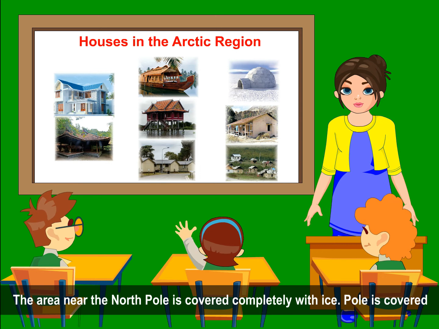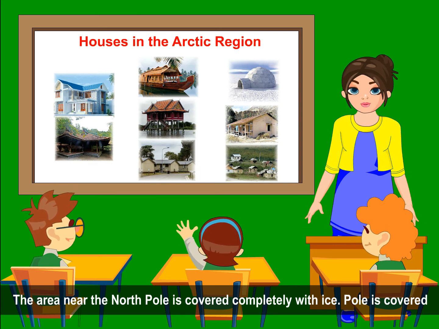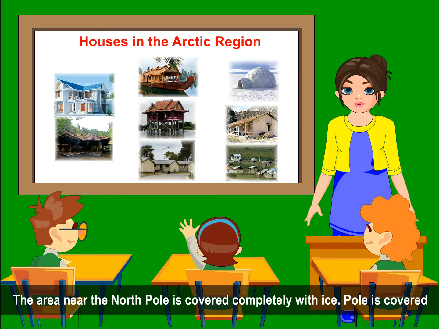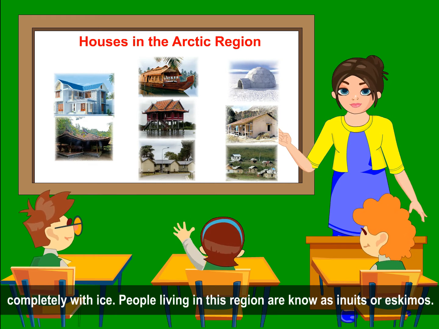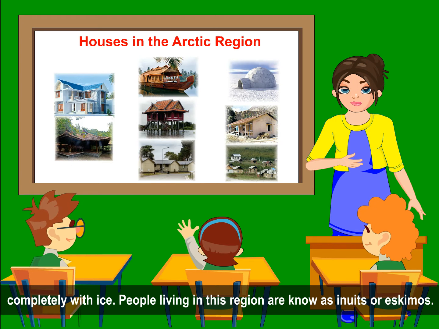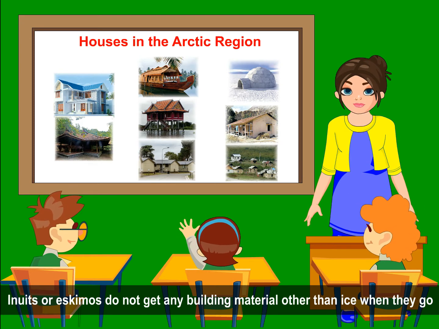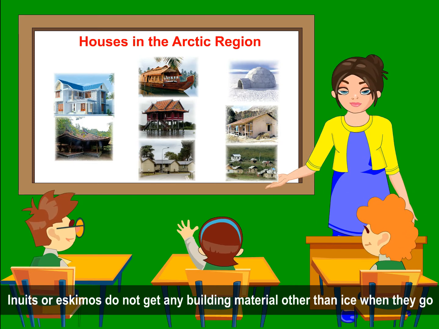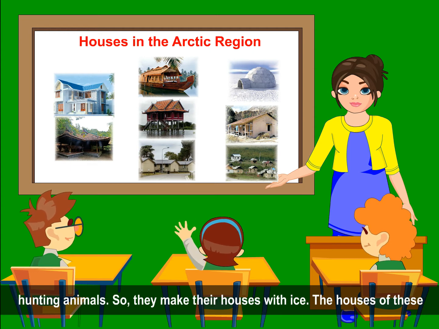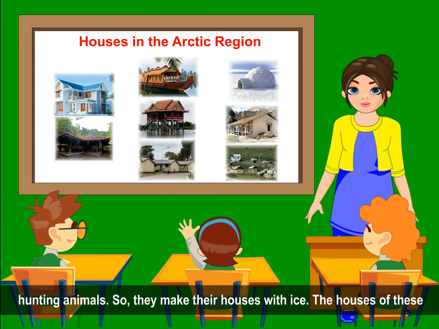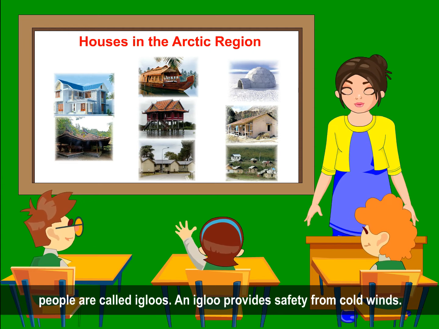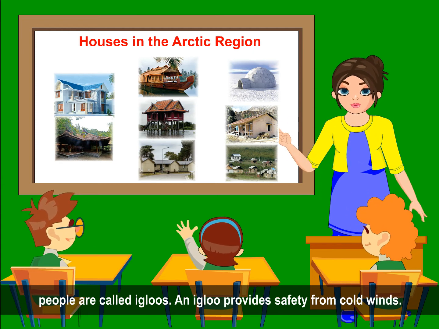Houses in the Arctic region. The area near the North Pole is covered completely with ice. People living in this region are known as Inuits or Eskimos. Inuits or Eskimos do not get any building material other than ice when they go hunting animals. So they make their houses with ice. The houses of these people are called igloos. An igloo provides safety from cold winds.